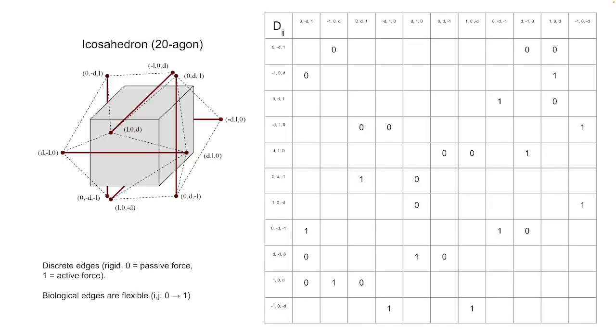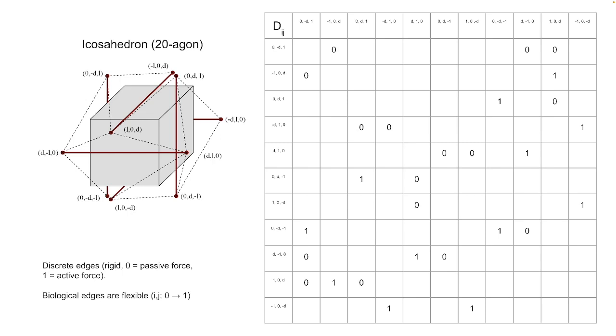So this is the icosahedron. This is the mathematical representation. We usually use a connectivity matrix. We denote D sub ij, and this is a way to represent this network as a series of connections. This will become important when we're looking at the intersection with connectomes a little bit later on. But these are discrete edges. The edges are these lines, and the edges are either a 0, which is a passive force, or 1, which is an active force.